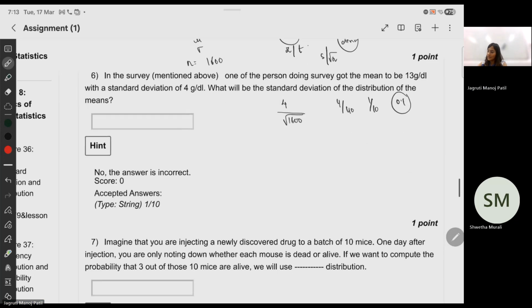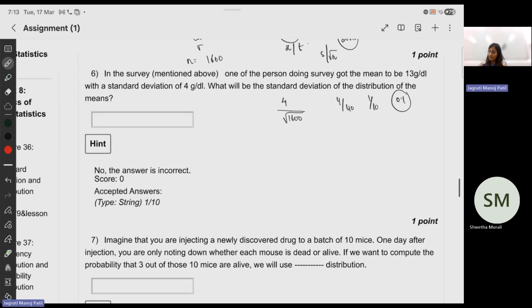Imagine that you're injecting a newly discovered drug into a batch of 10 mice, poor mice. One day after the injection, you're only noting down whether each is dead or alive. If you want to compute the probability that 3 out of those mice are alive, what do you choose? 3 mice from the whole set of 10 mice, right? Or it's something like, from 10 you choose 3. How do you represent it?